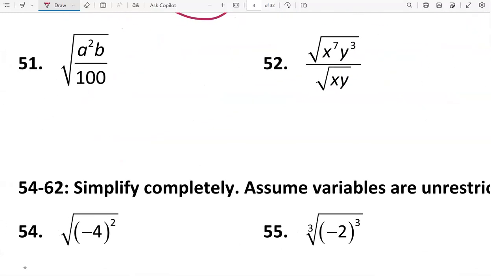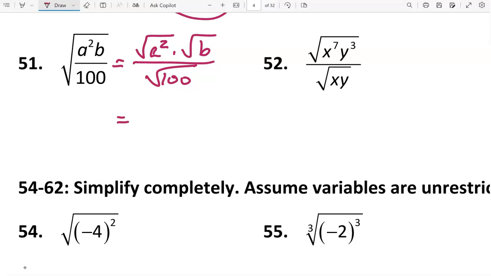In 51, we can distribute the square root to all factors multiplied or divided. Square root of a squared is a, and square root of b doesn't simplify. Downstairs, square root of 100 is 10.